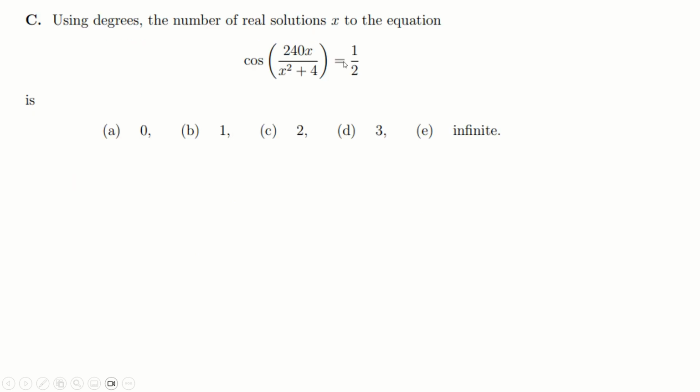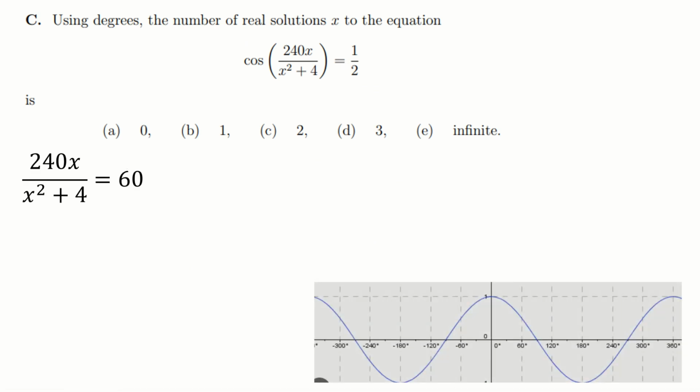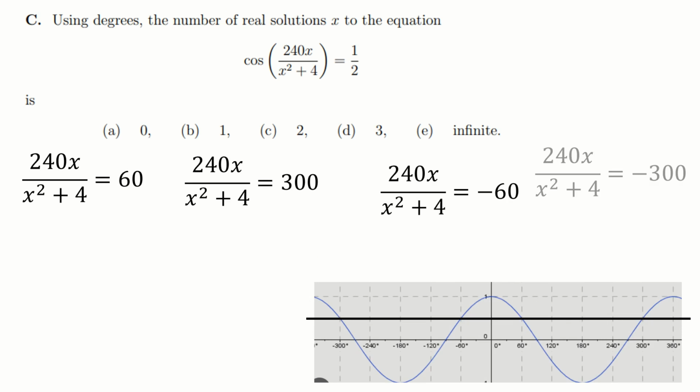Cos inverse of a half in degrees is 60, except it's not. It could also be minus 60, because cos is symmetrical. So it could also be minus 60, or it could be 360 minus 60, which is 300, or it could be minus 300. Those are just the ones that I decided to go with first. You can also use CAST diagrams if you're weird.